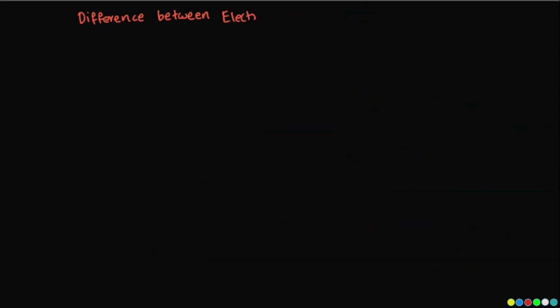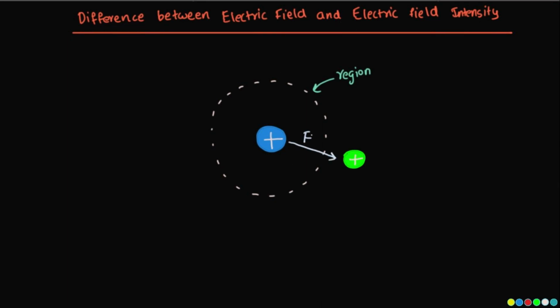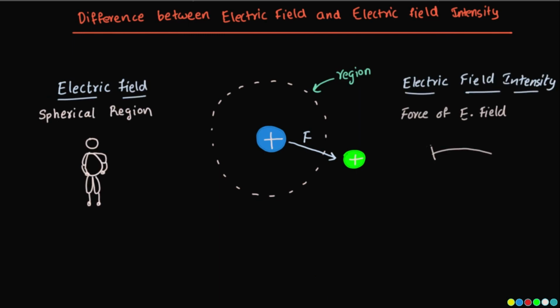Difference between electric field and electric field intensity. To differentiate between electric field and electric field intensity, think of the electric field as the region around any charged particle. It's like the area of influence. On the other hand, electric field intensity is the strength of that electric field, the force it exerts on a test charge. So, electric field is the region, and electric field intensity is its strength.